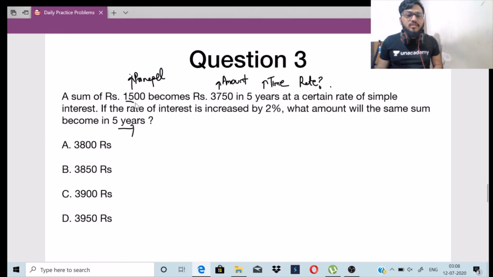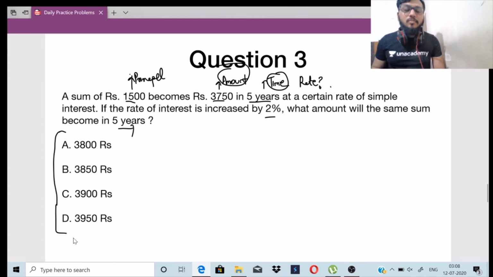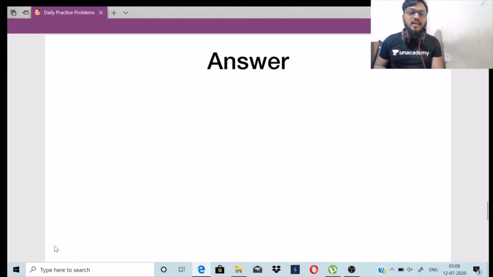So here the principal is 1500 and the amount is 3750 for the same time of 5 years, and we do not know the rate. You have to calculate the rate here, increase it by 2%, then put the same time value. Then add interest and principal, and tell me what the amount will be. Another easy question, actually a moderate one. Here are the four options. Let's solve this.